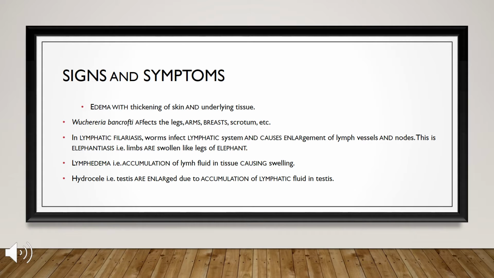Lymphedema, that is accumulation of lymph fluid in tissue causing swelling. And hydrocele, that is testes are enlarged due to accumulation of lymphatic fluid in the testes. So these are all the signs and symptoms of filariasis. What is observed is edema in different parts of your body, especially where the areas are infected and the fluid is just filled in that part and it just swells up.